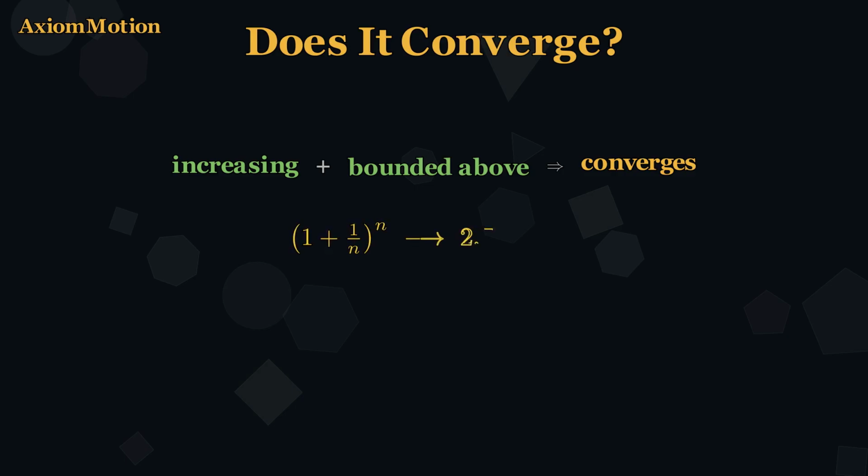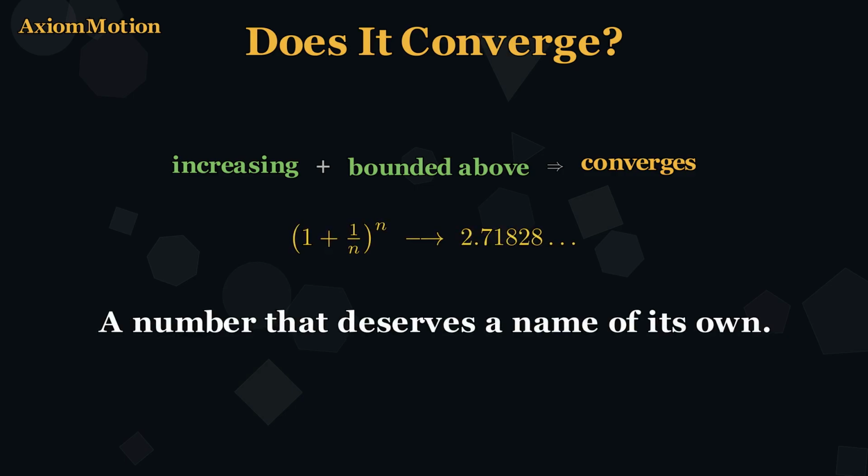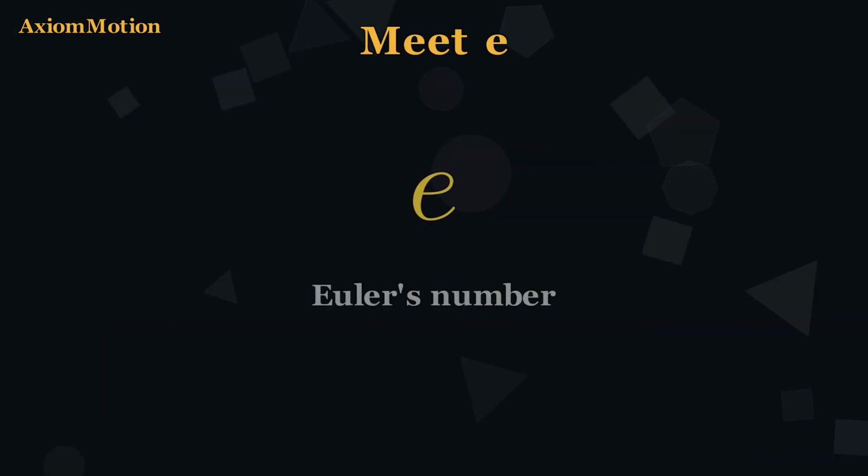And that limit is a very particular number, 2.71828, continuing forever. A number which, as we are about to see, has more than earned a name of its own. That number is one of the most celebrated constants in all of mathematics. We call it Euler's number, after Leonhard Euler. To 15 decimal places, it is 2.718281828459045.